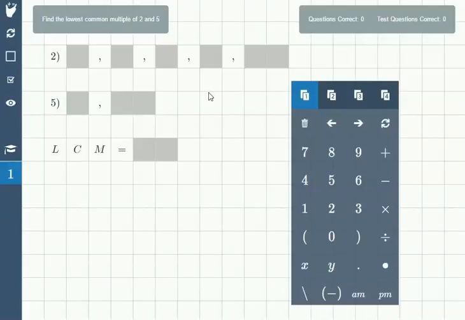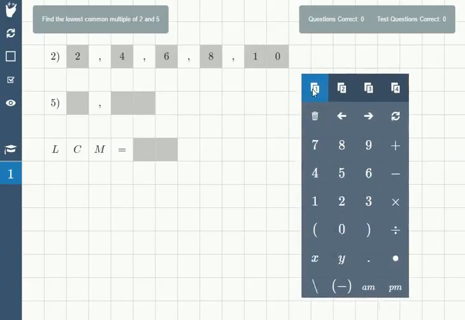To answer this question, we need to list the multiples of 2 and 5 and then find the lowest one that they have in common. So let's start with 2. The first multiple of 2 is 2, and then 4, and then 6, and then 8, and then 10. Now let's list the multiples of 5.